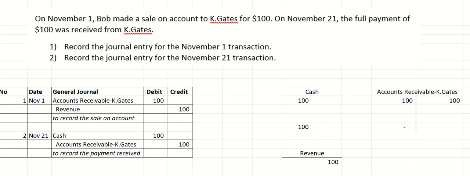Now, this example here is pretty much similar to what I just showed you all. Number one, record the journal entry for the November 1st transaction. For November 1st, transaction 1, accounts receivable - K Gates is going to be debited for $100. That's going to increase the balance in that account, an upward arrow. And the revenue is going to be credited for that same amount. That's going to increase that revenue account. You could say it's sales revenue. Sure, I'll put on here sales revenue.